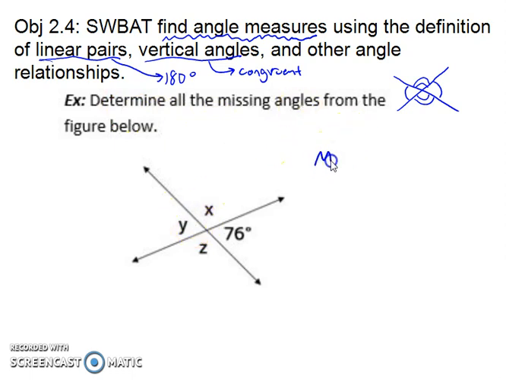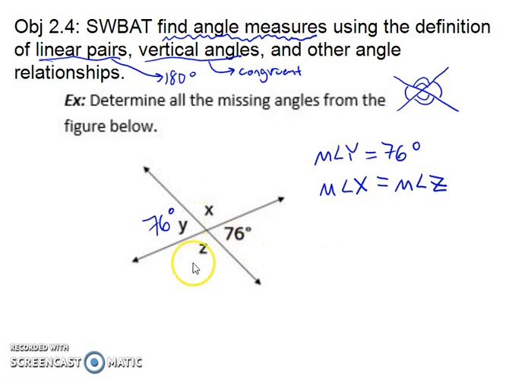Well, we know that the measure of angle y has to be equal to 76 because they're vertical angles, non-adjacent when two lines cross. And we also know that the measure of angle x is going to be equal to the measure of angle z because those are also vertical. Now we don't know what that is yet, but once we know one, we know both.